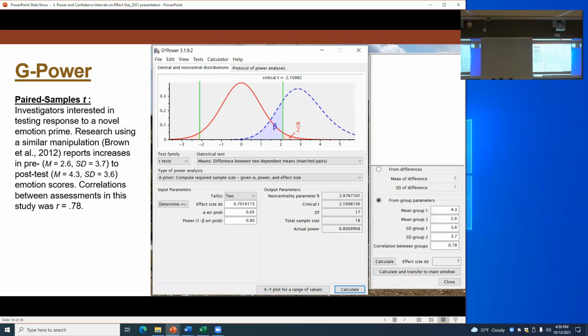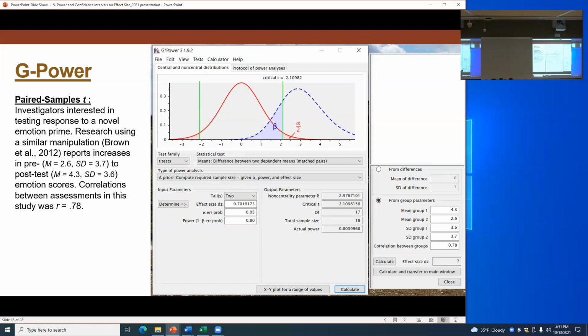And then last, our single sample test, again, same deal, right? Here we've got a scenario where we've got a previous study that's doing something, and we're wanting to look in a slightly different population. Again, we're just going to choose difference between two dependent means, so matched pairs, still a priori power, two-tailed test, alpha 0.05, power 0.80, determine my effect size.